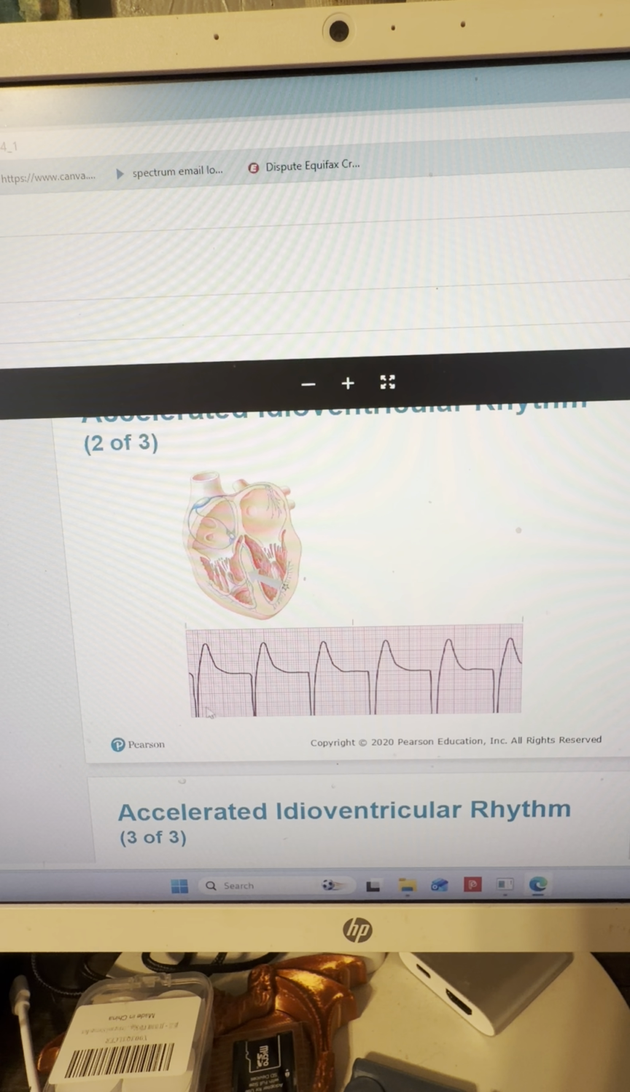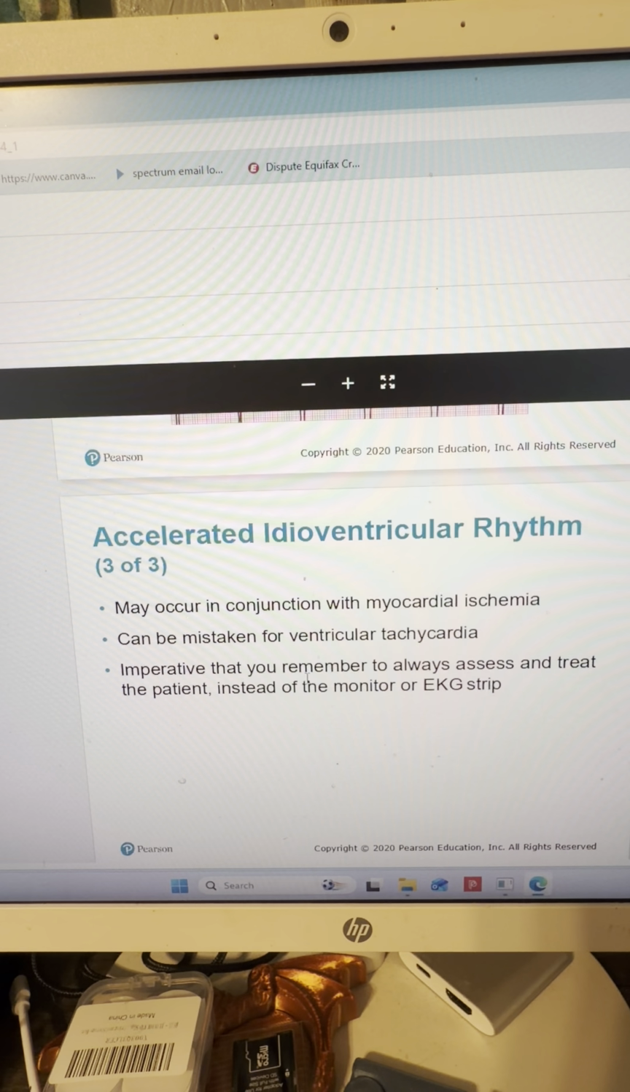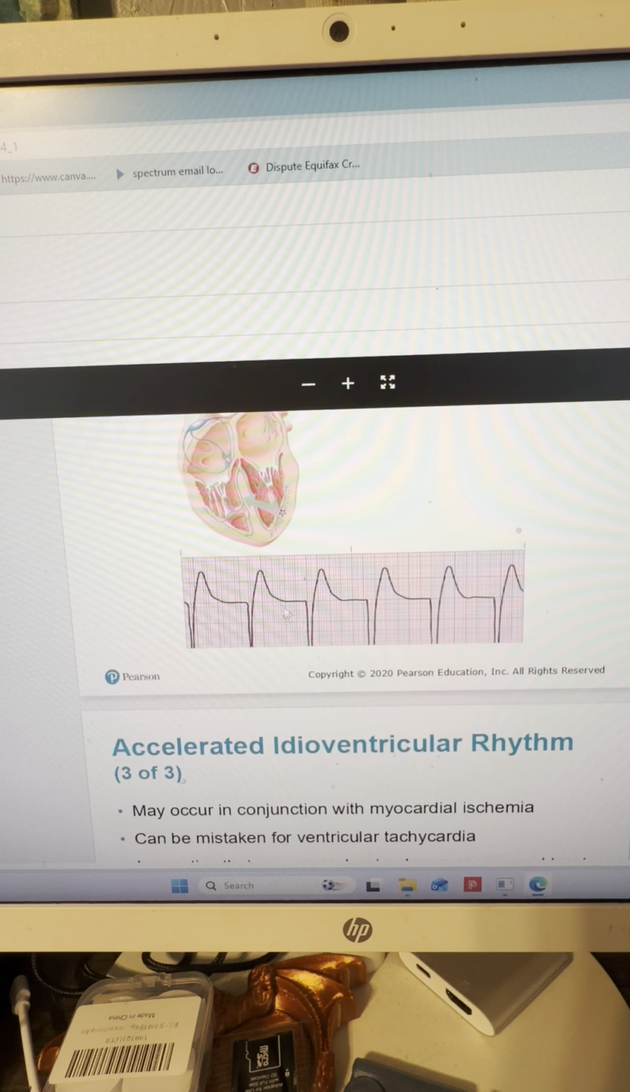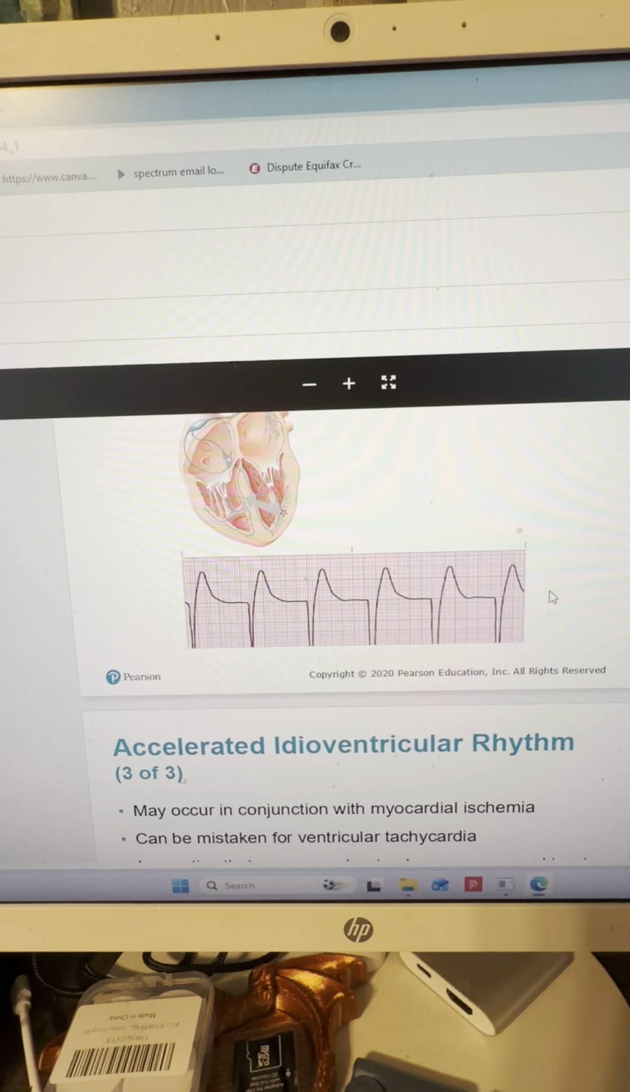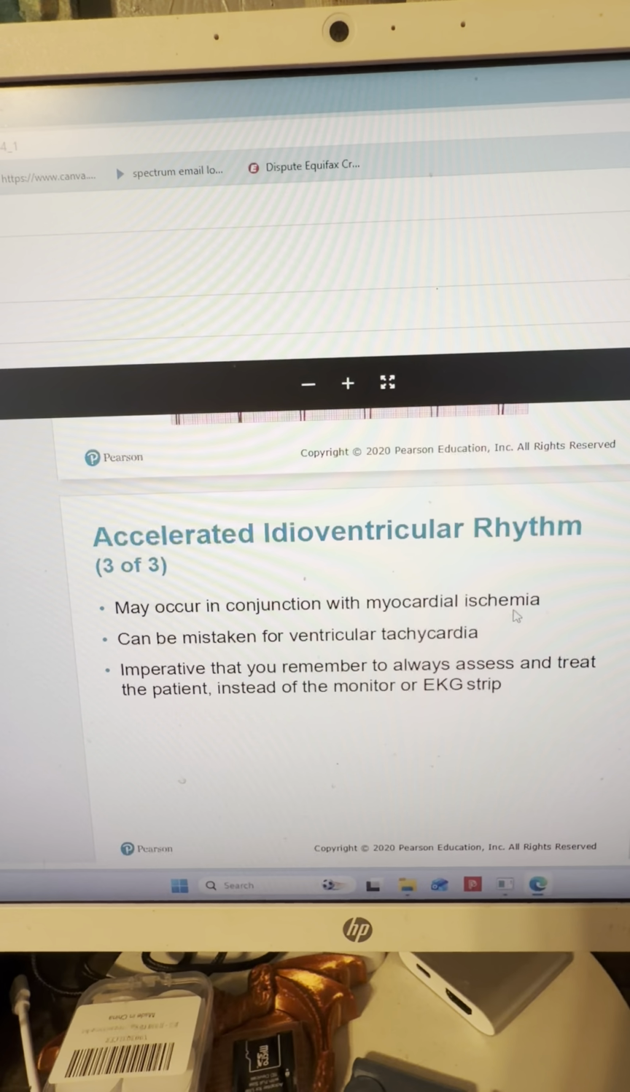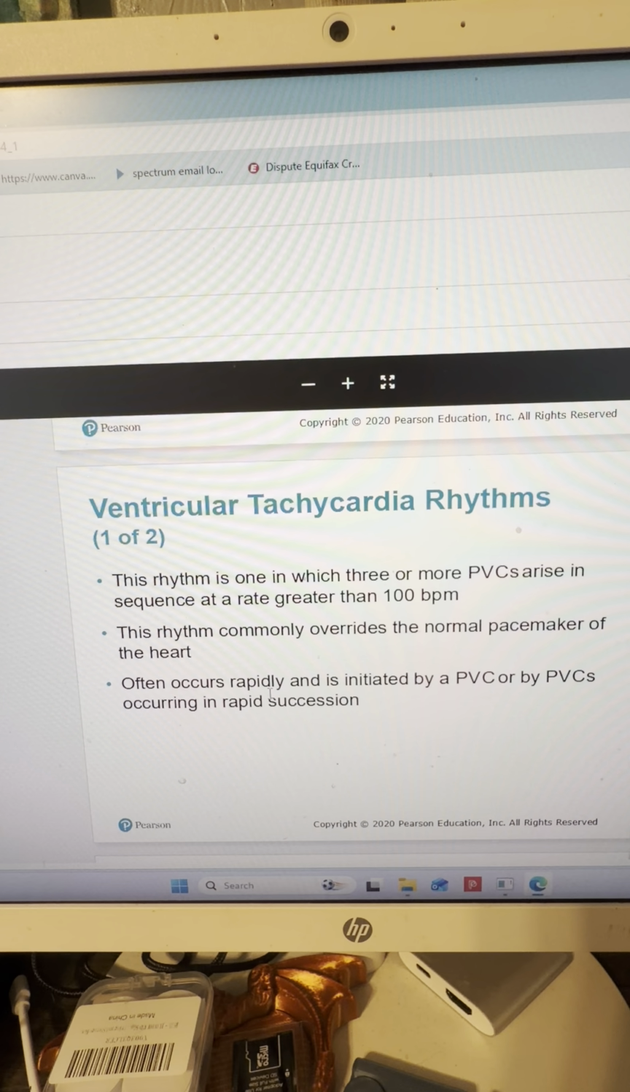So we have a rate of 1, 2, 3, 4, 5, 6. So 60, that's greater than 40. No P waves. It is wide and bizarre. This is accelerated idioventricular. This occurs whenever your heart is starved for oxygen. Can be mistaken for VTach, but technically it's not ventricular tachycardia because it's not fast enough. Once it crosses 100, then it's considered ventricular tachycardia. Look at your patient. They probably look sick and they need some treatment.